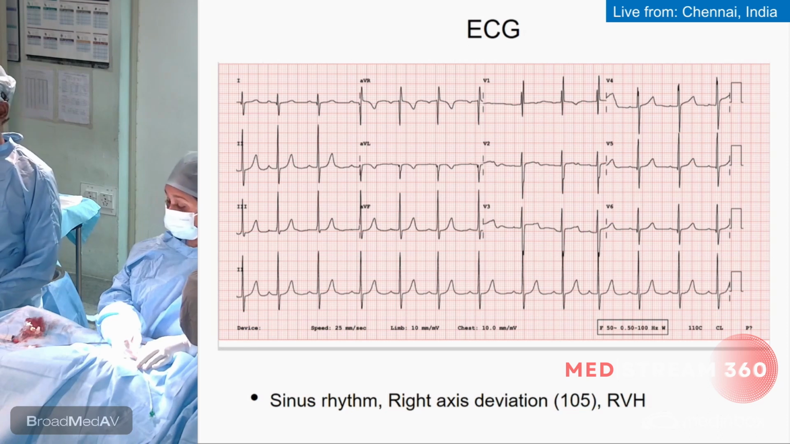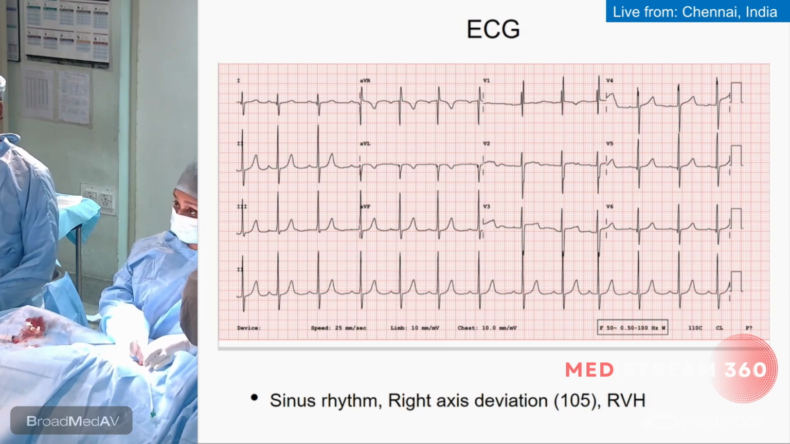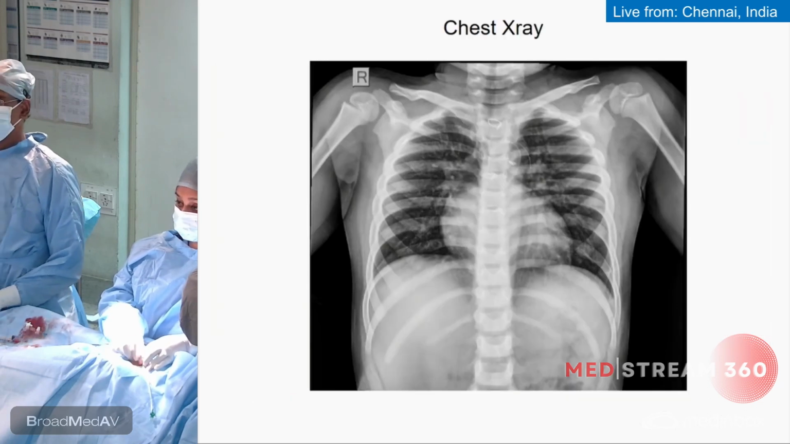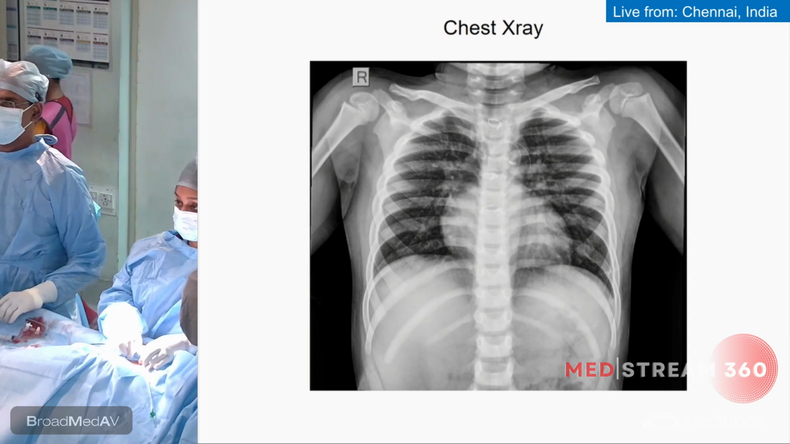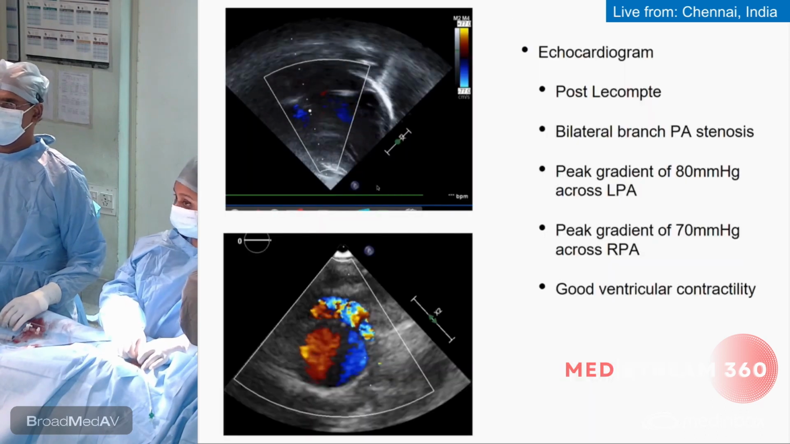This is the ECG, which shows normal sinus rhythm with an axis of +90 with prominent right ventricular forces. This is an X-ray which is not much remarkable. There is a mild RA enlargement. There is no significant cardiomegaly. CTR is at 55%. Otherwise, nothing major in the X-ray.